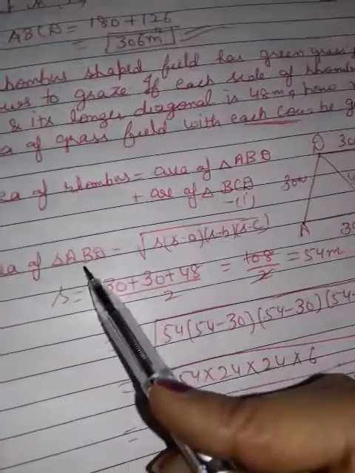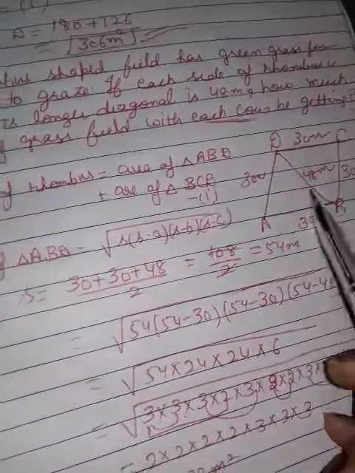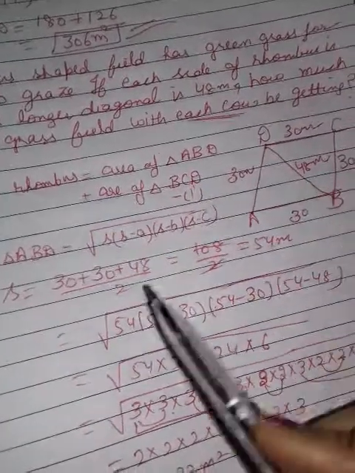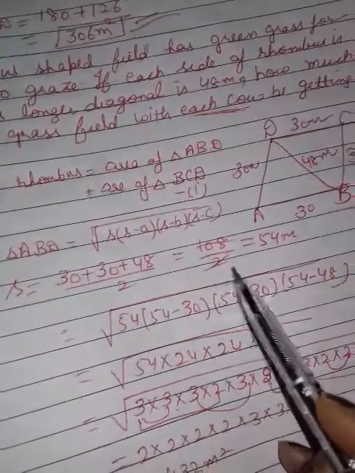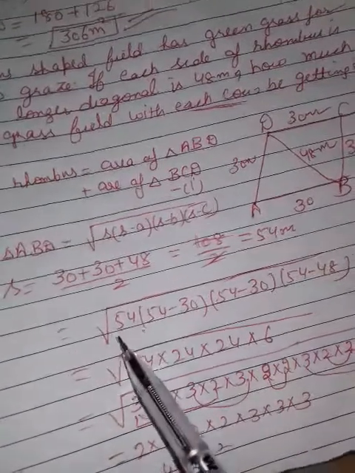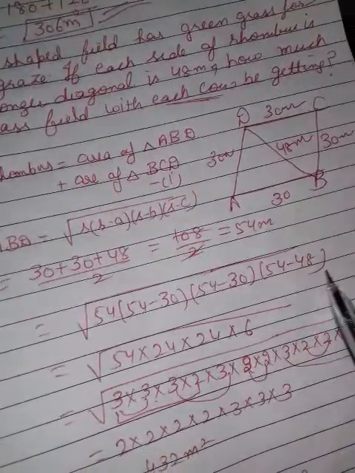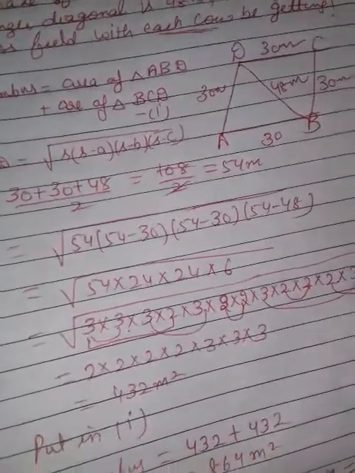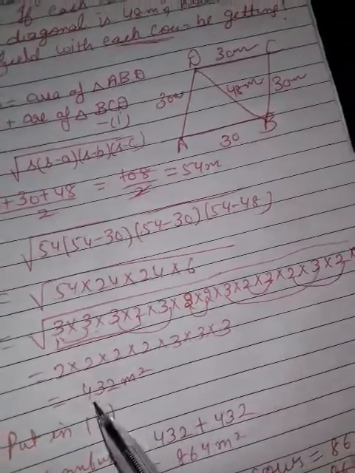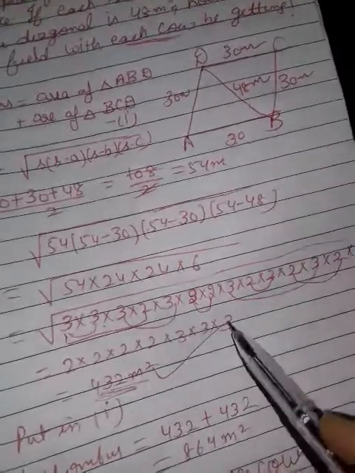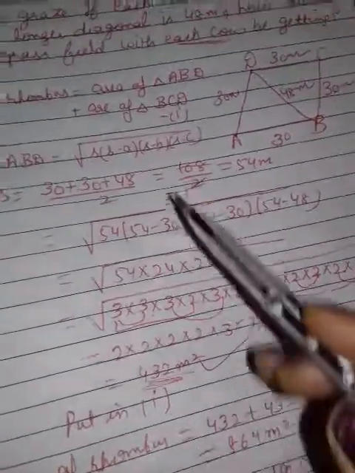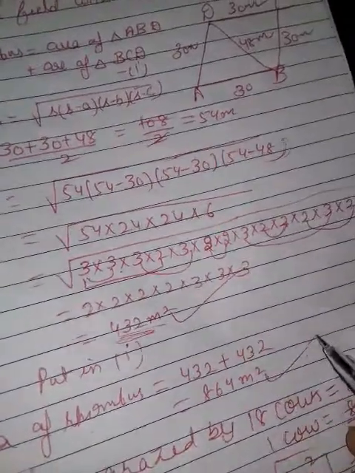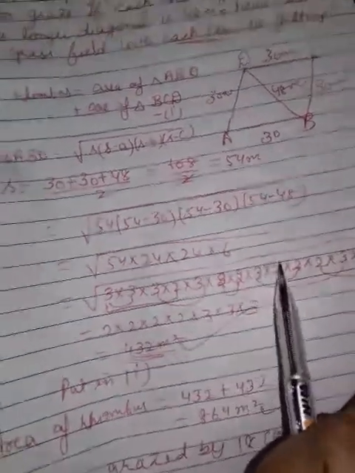So firstly we are doing the area of triangle ABD. The formula is this: as you know, a plus b plus c upon 2. 108 upon 2 is equal to 54. Then I am putting it here in the formula. Then after making its prime factors, you will get, with all making pairs, 432. But you know that both have the same area, so I added 2 times. You got 864 meter square as the area of the rhombus.